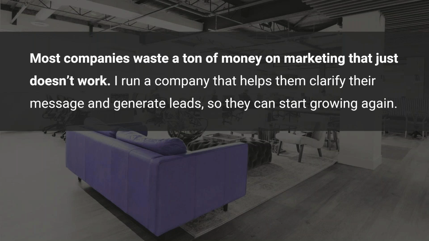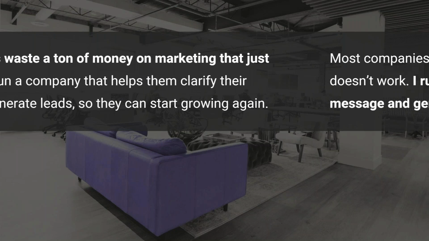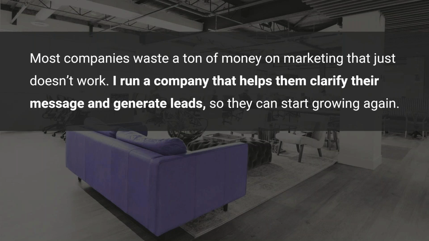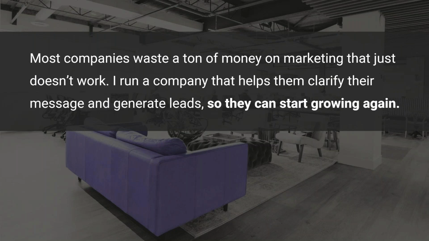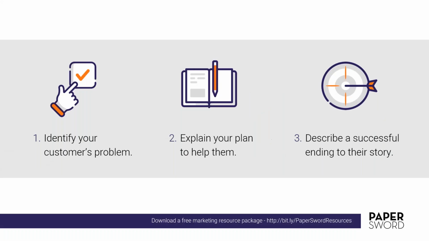And so when I moved on to my second piece, which is the plan, I run a company that helps you clarify your message and then generate leads. This is a two-step plan, right? We work to clarify the message and then we implement and generate leads. Really simple. And then that promised land is, as a result of the plan, the company can start growing again. So let's go back to this.